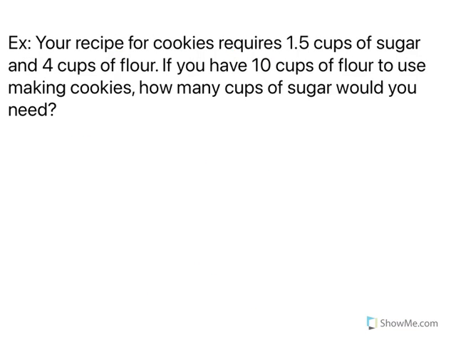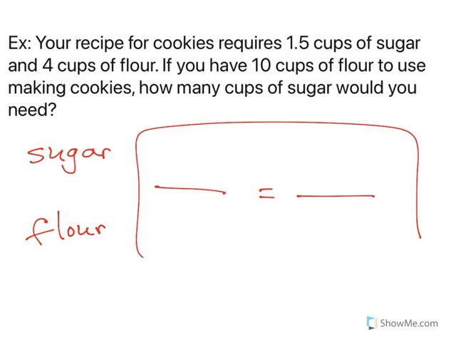Your recipe for cookies requires 1.5 cups of sugar and 4 cups of flour. If you have 10 cups of flour to use making cookies, how many cups of sugar would you need? What are we talking about? Well, we're making cookies, right? So we have sugar and we have flour. And y'all, you have multiple ways of correctly setting up every proportion. And that is why I like to label things. In my case, I just saw sugar then flour, so I put sugar on the top. You could put flour on the top. As long as you are consistent with your numbers and putting them in the correct label spot, it's going to be fine.